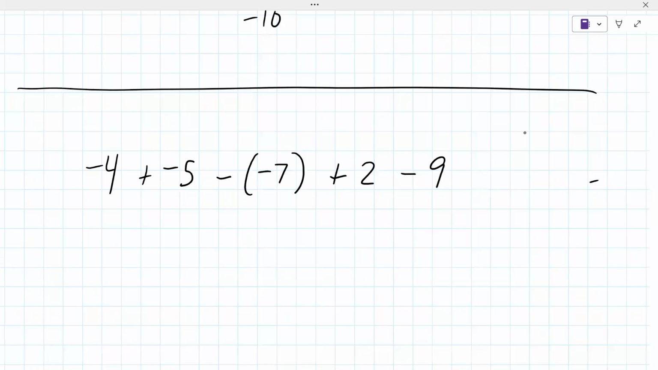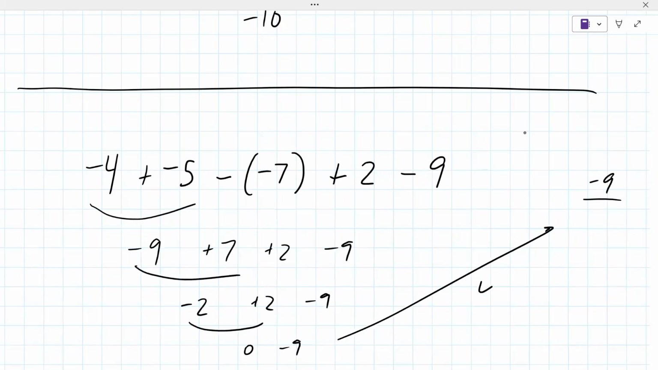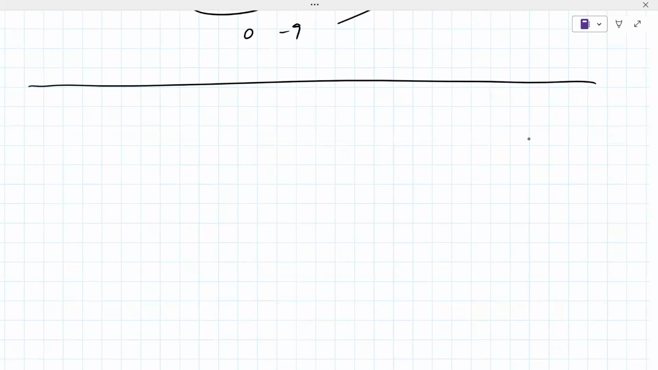All right. I think that is actually correct. That's really good. So this ends up being -9. Double negative plus 7 plus 2 minus 9. And then since those two are different, I subtracted them, which equaled -2 plus 2 plus -9. So 2 plus 2 is 0 equals -9. All right. Good job. So great job on that.